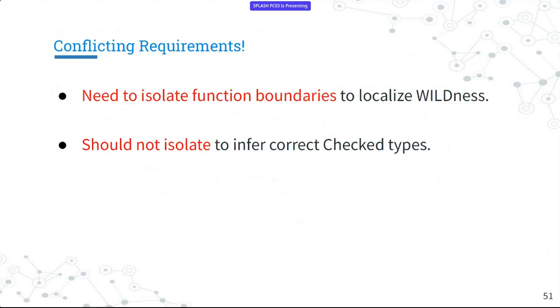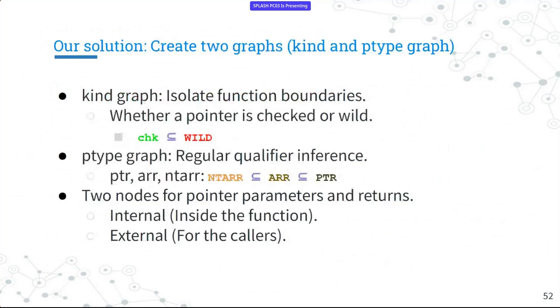And these are conflicting requirements, right? If we assume all pointers are checked, then we need to propagate the type information across function boundaries. However, if there are wild pointers, we need to isolate them. So there are these two conflicting requirements. The way we handle this is, I think, thanks to Hicks. This was Hicks's idea. Let's split the graph.